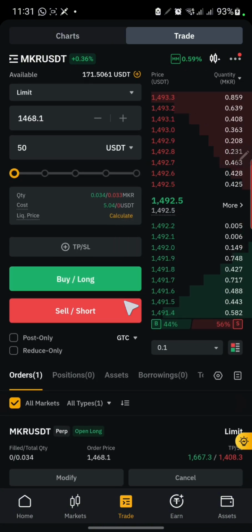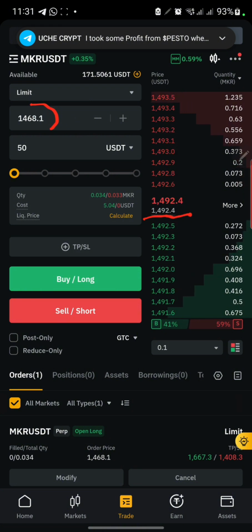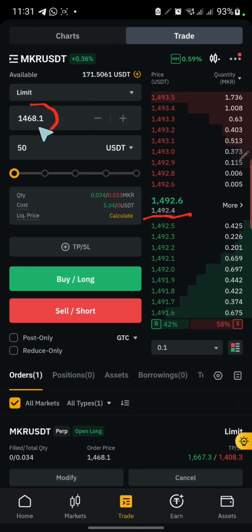It's currently waiting because of the current price. The current price is 1492, and we have already said that when it gets to 1468, it is currently higher than that price. Once it goes down back to 1468, this order will come to this position and start trading automatically. So you are setting a limit price, the price you want the trade to start from. Once the price goes down to the price you have set, the trade will start automatically.